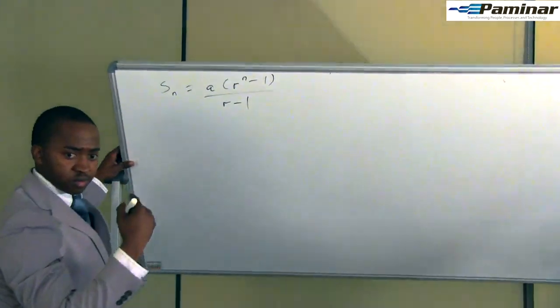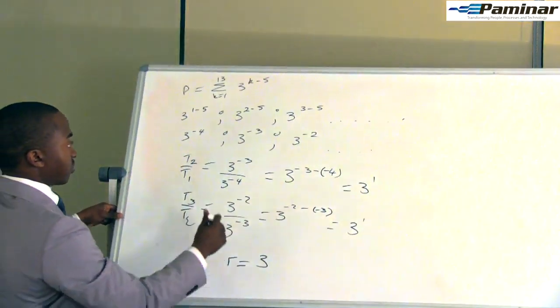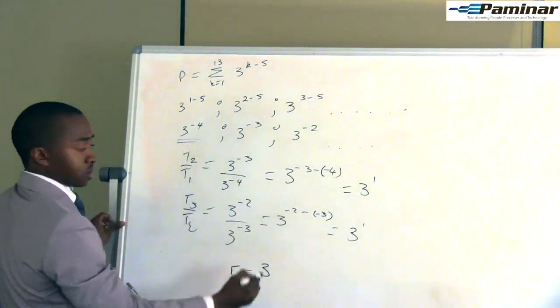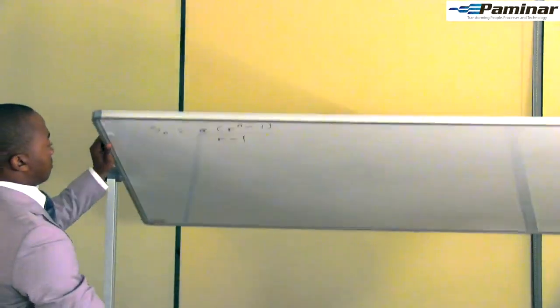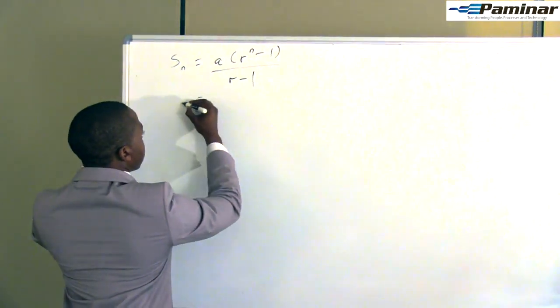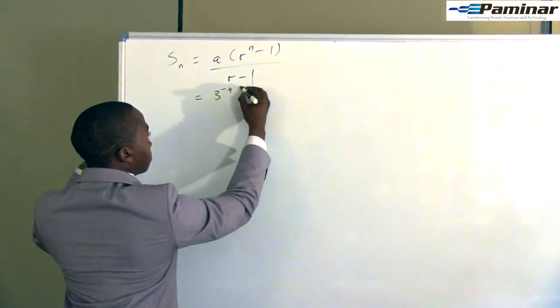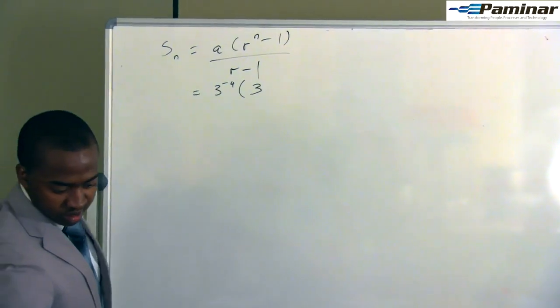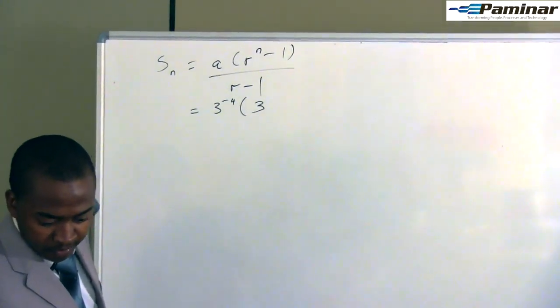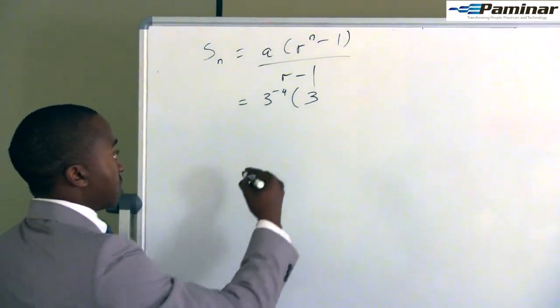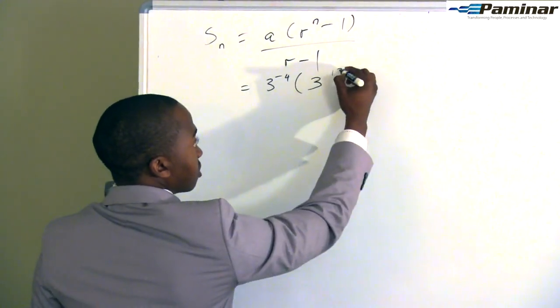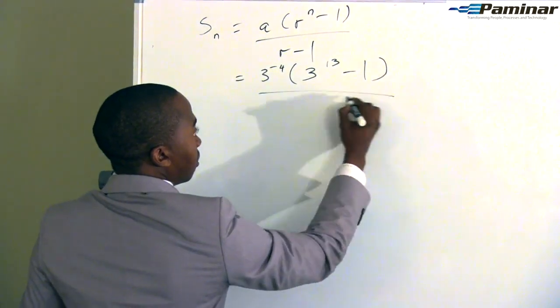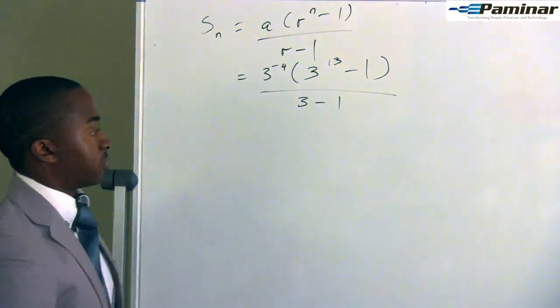What's your a? First term. What was our first term? 3 to the negative 4. So this becomes 3 to the negative 4. r is 3. We're trying to get the sum of 13 terms, 1 up to 13. So n is 13, (3^13 minus 1) over 3 minus 1.